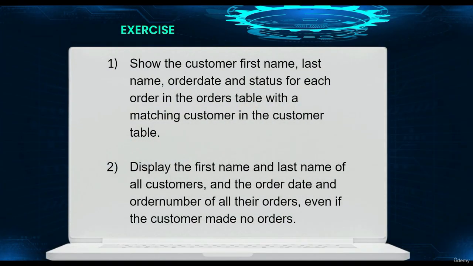Hi everyone. So now we're just going to try these two questions and I'll get you to try them on your own. The first one is to show the customer first name, last name, order date, and status of the order for each order in the orders table with a matching customer in the customer table. And the second question is to display the first name and last name of all customers and the order date and order number of their orders, even if the customer made no orders. Okay, so I'll pause the video now and you can try it and then I'll give you the answers after.